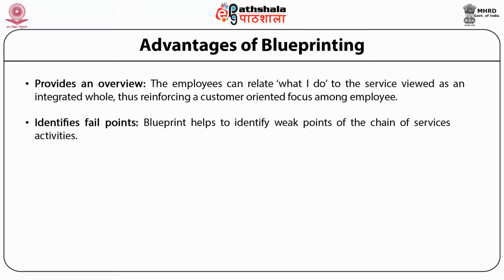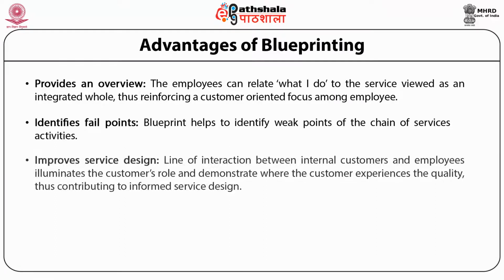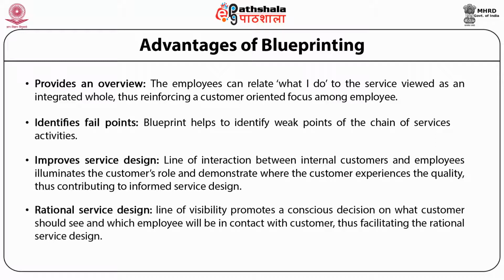These points can be the target of the continuous quality improvement. Third, improves service design. Line of interaction between internal customers and employees illuminates the customer role and demonstrates whether the customer experiences the quality, thus contributing to informed service design. Next, rational service design. Line of visibility promotes a conscious decision on what customers should see and which employee will be in contact with the customer, thus facilitating the rational service design.